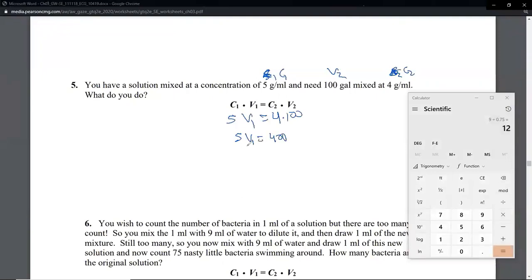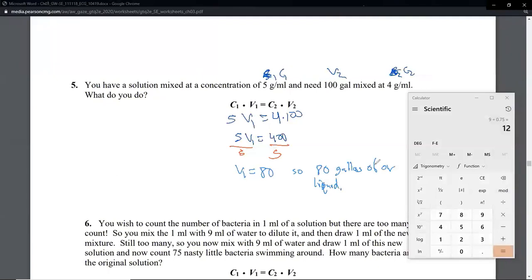We will then divide both sides by 5. And then that's going to go in, what, 80 times? Yes. So the volume of liquid that we need to give the customer is 80 what? Well, the customer wants 100 gallons. That was the units of their volume. So our volume needs to be 80 gallons of our liquid.